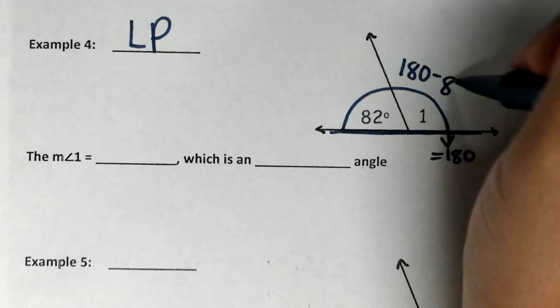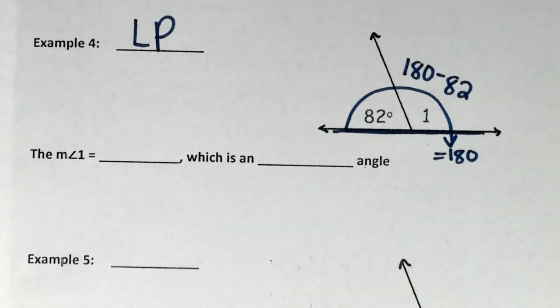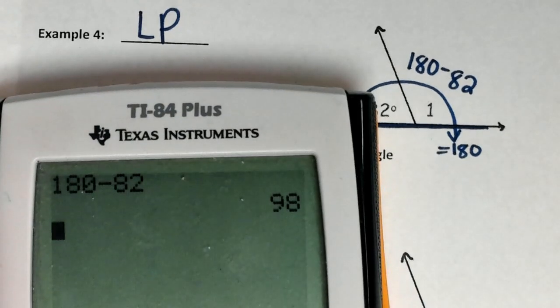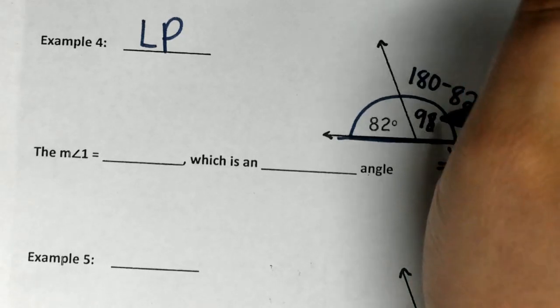180, focus please, minus 82 equals... 180 minus 82 equals 98. What the heck? 98 degrees.